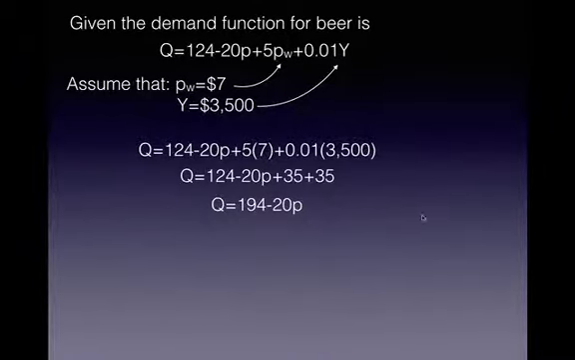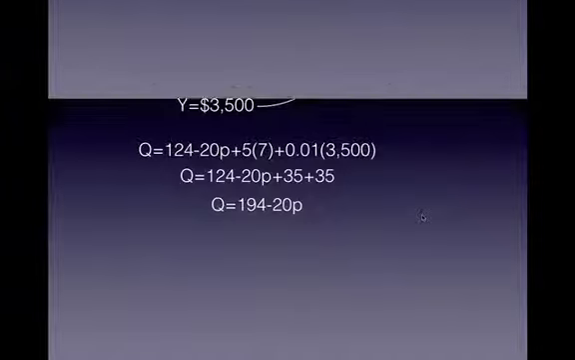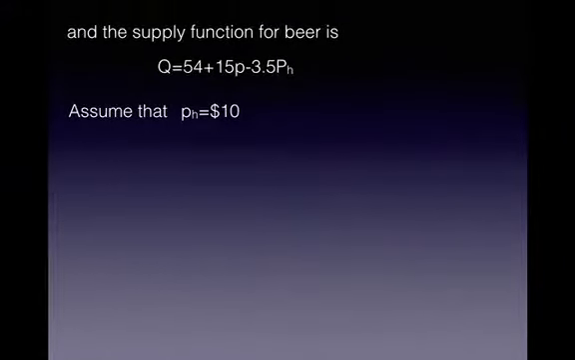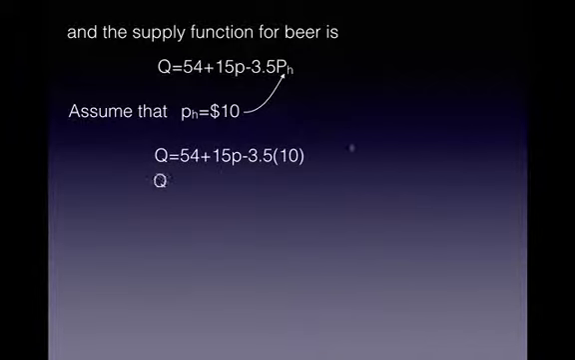So we've got a reduced form of the demand function, and we need to do the same thing for the supply function. So there's the original supply function, and we know that the price of hops is equal to 10, so we can place that in for pH, multiply that out, and we end up that the quantity supplied is equal to 19 plus 15p.